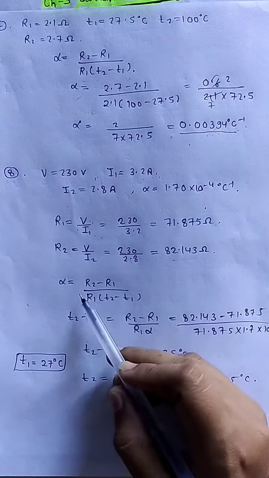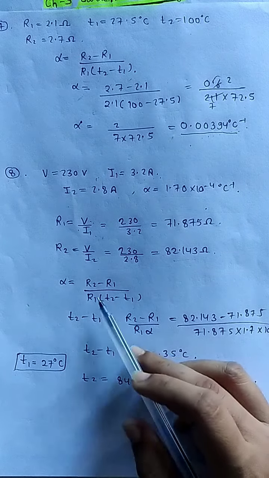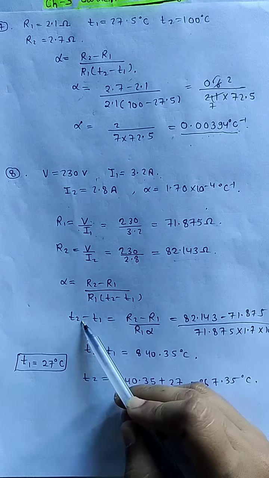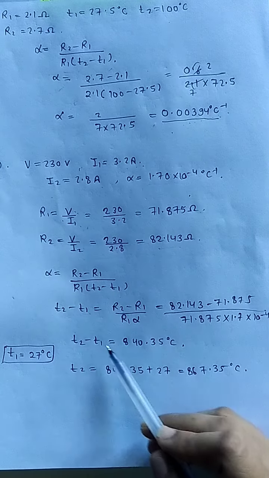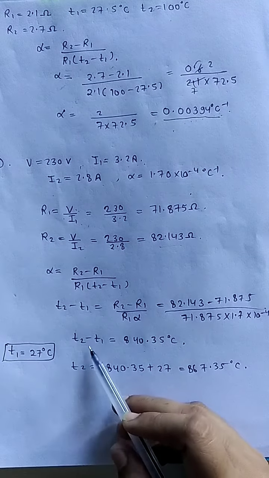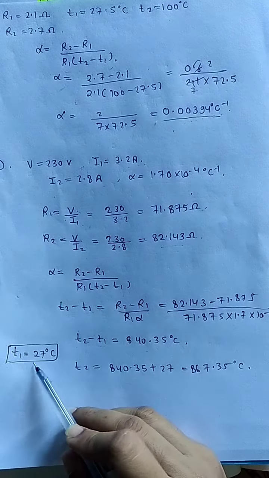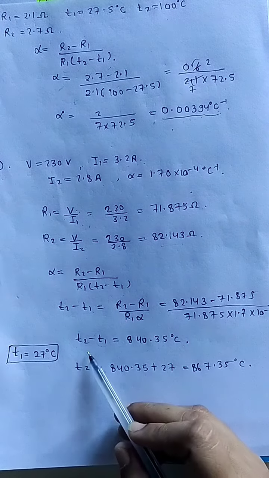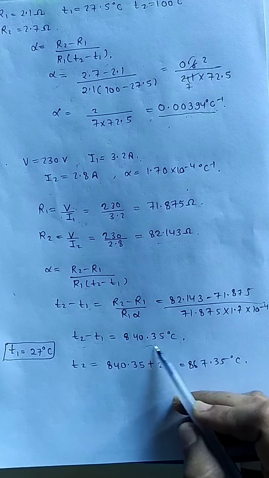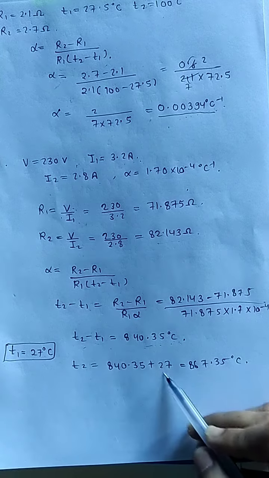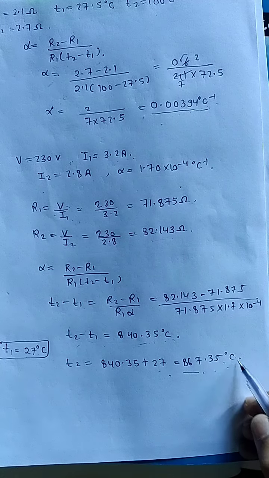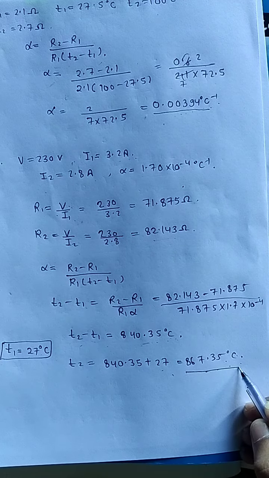82.143 ohm. Now put these values into the formula alpha equal to (R2 minus R1) upon R1 into (T2 minus T1). From here we can calculate T2 minus T1, that is equal to 840.35 degrees Celsius. By putting the value of T1 given in the question, 27 degrees Celsius, we can get the value of T2. T2 is equal to 840.35 degrees Celsius plus 27 degrees Celsius, and the value of T2 is 867.35 degrees Celsius. This is the required solution of question number 8.